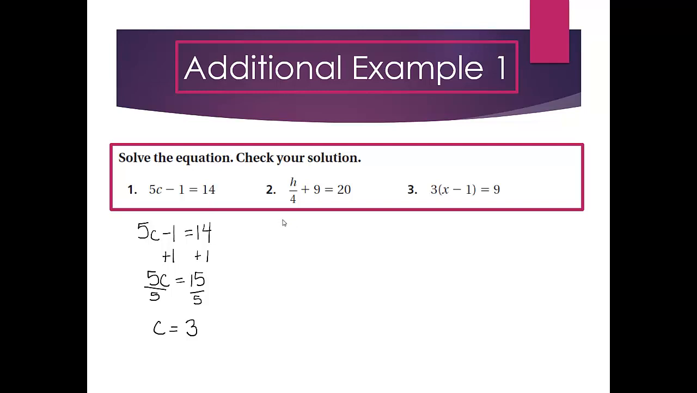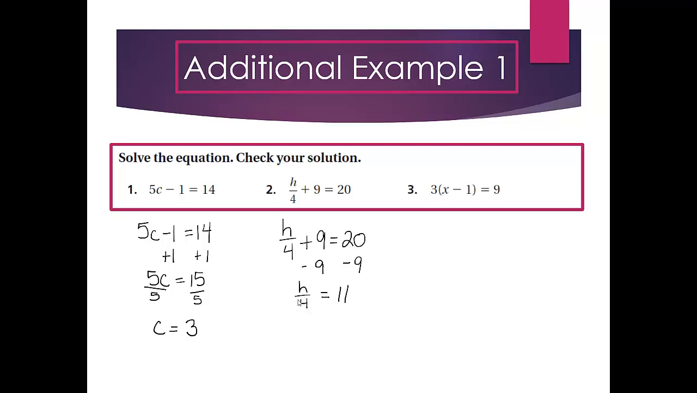Now for number 2, we have h divided by 4 plus 9 equals 20. Our first step is to undo the addition. We'll do that by subtracting 9 from each side. So on the left-hand side, we have h divided by 4, and that will then be equal to 20 minus 9, which is 11.